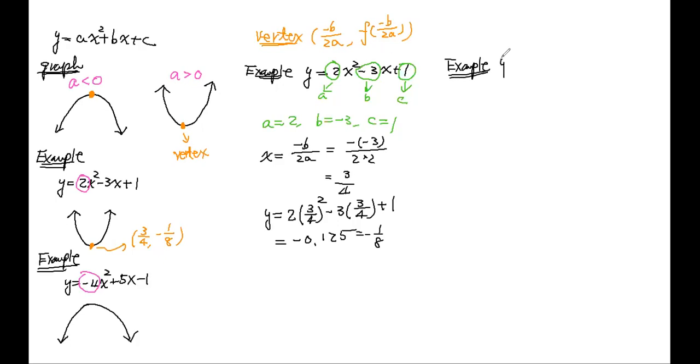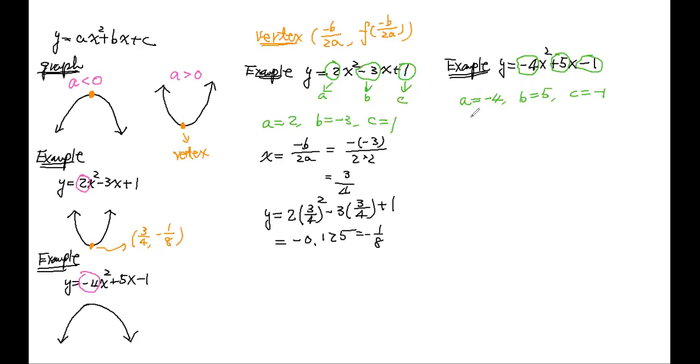So this is y equal to negative 4x squared plus 5x minus 1. The first thing is to identify A, B, C. So this is A, this is B. Be careful, it's everything, don't forget the signs here. So A is negative 4, B is equal to 5, C is equal to negative 1.